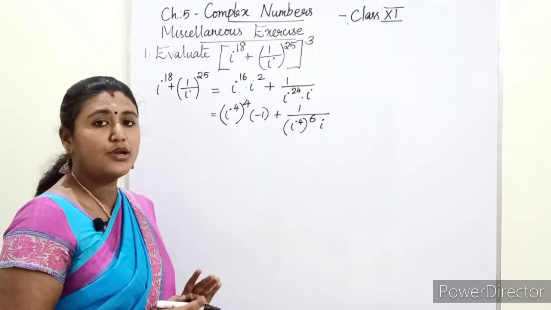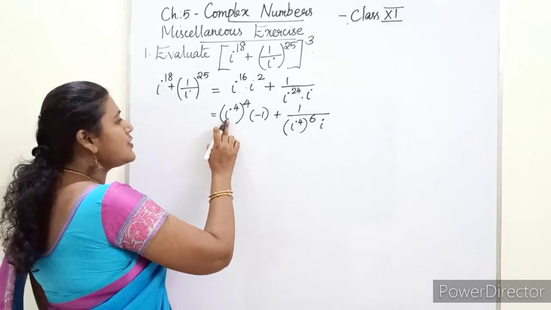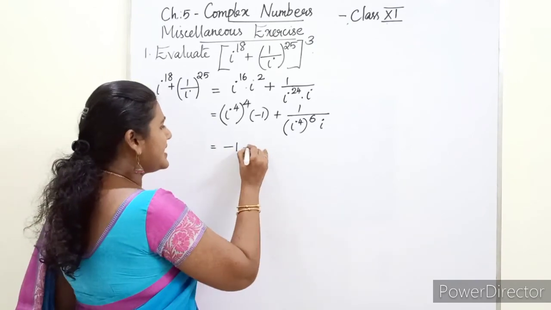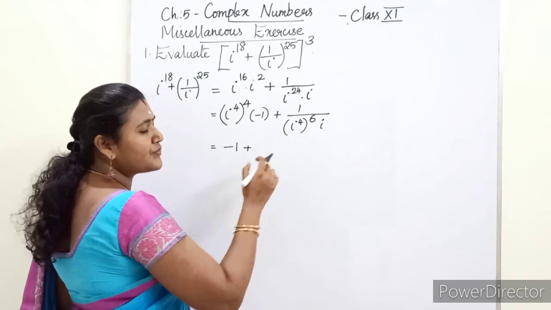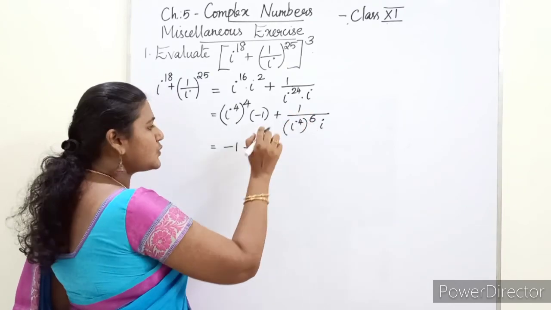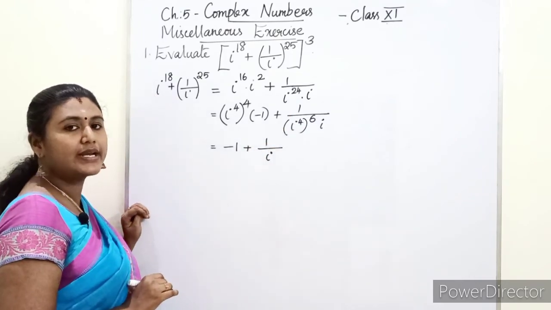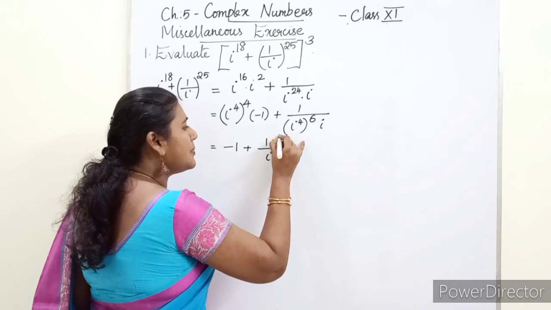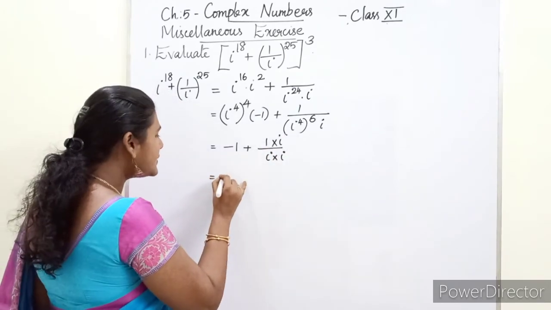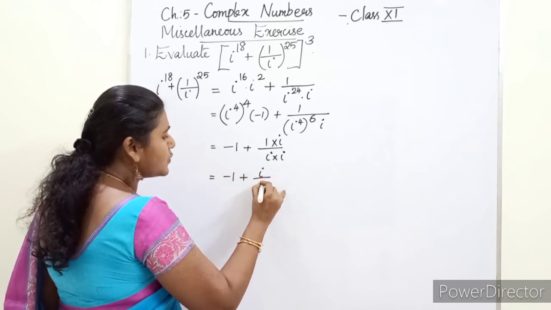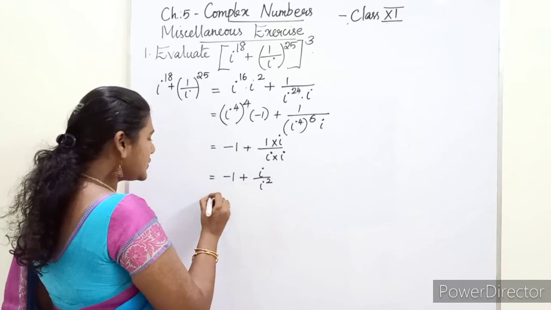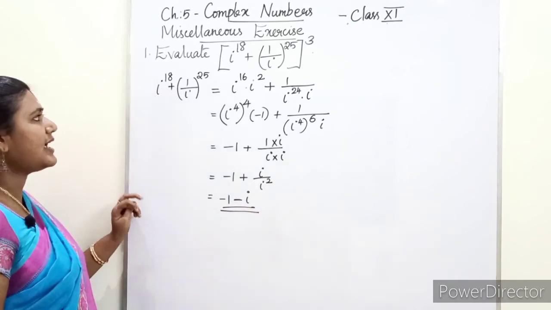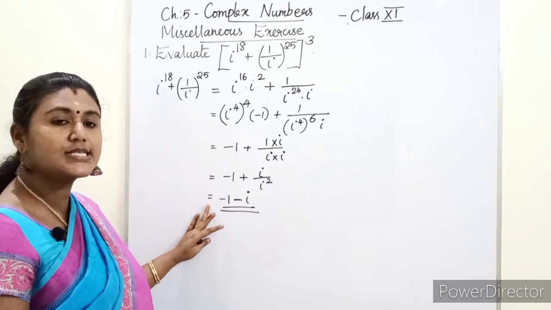Now we will simplify. What is the value of i^4? i^4 is 1. So here you will get 1^4, that is 1 into minus 1. So the first term is minus 1. Plus, in the denominator, i^4 value is 1, so 1^6 is 1. So you will get 1 by i as the second term. But here the imaginary value i is in the denominator, so we will multiply both numerator and denominator by i. So i by i^2. What is the value of i^2? Minus 1. So we can write this as minus 1 minus i. So the expression inside the bracket we have simplified, and what we got is minus 1 minus i.